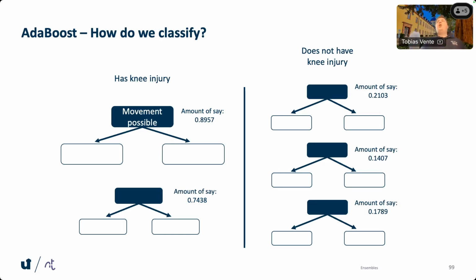But in AdaBoost, we always have the amount of say, or the weight of the tree. And then you basically add the weights up. You just sum them. And this is the interesting part of why these amounts of say can be negative.